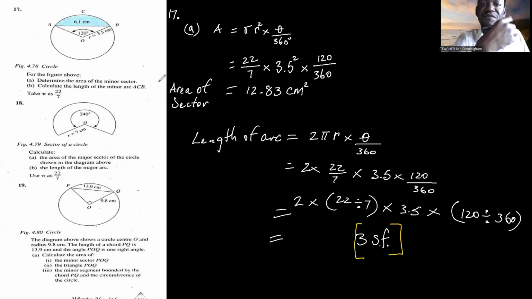So it's just length of arc. But this is not too hard. So we found area of the sector, and now we find the length of arc.